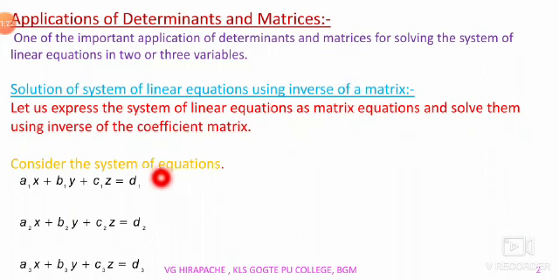Consider the system of equations a1x plus b1y plus c1z is equal to d1. The other equation is a2x plus b2y plus c2z is equal to d2. And the third equation is a3x plus b3y plus c3z is equal to d3. These are the three equations with three variables x, y, z, where a1, b1, c1, d1, a2, b2, c2, d2 and a3, b3, c3, d3 are real numbers.